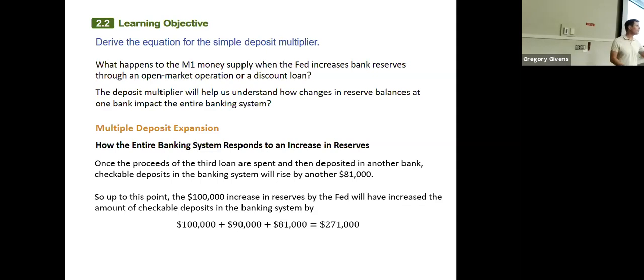So what do we have here? We have multiple deposit expansion, right? An increase in bank reserves at Bank of America created by the Fed's purchases of Treasury securities sets in motion multiple rounds of loan creation and deposit creation. Those two things work in tandem to expand the total money supply. In this case, up to $271,000.